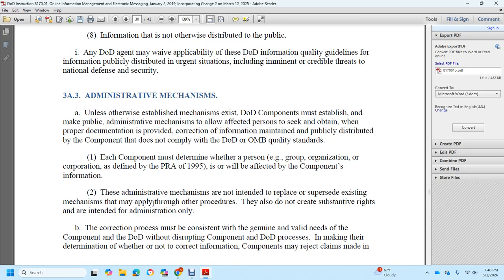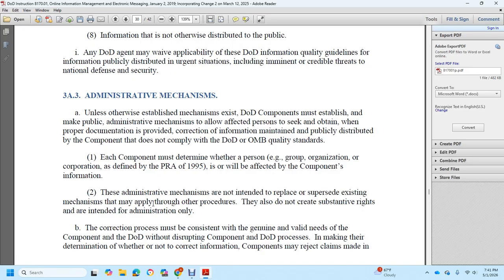quality standards. Each component must determine whether the person, group, organization or corporation is defined under the Paperwork Reduction Act of 1995, which will be effective for the components' information. Administrative mechanisms do not supersede existing mechanisms, and may apply alongside other procedures that also do not create substantive rights. They are intended for administrative correction only, and may be consistent with the genuine and valid needs of the component of the DoD without disrupting the component's operations.